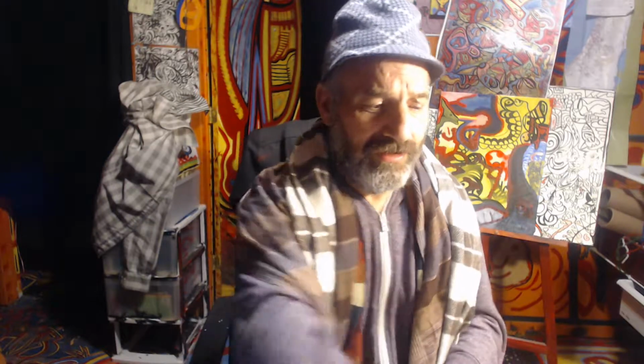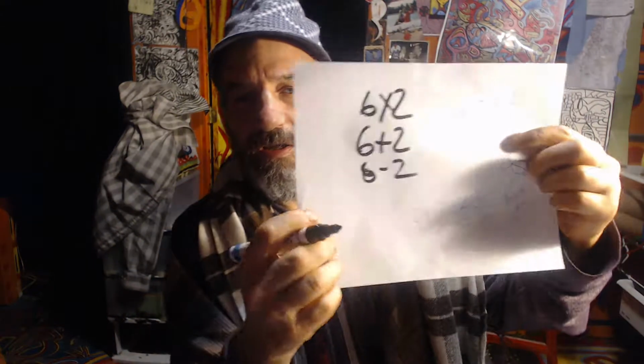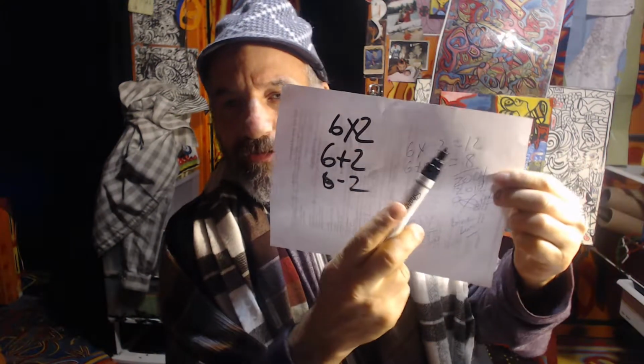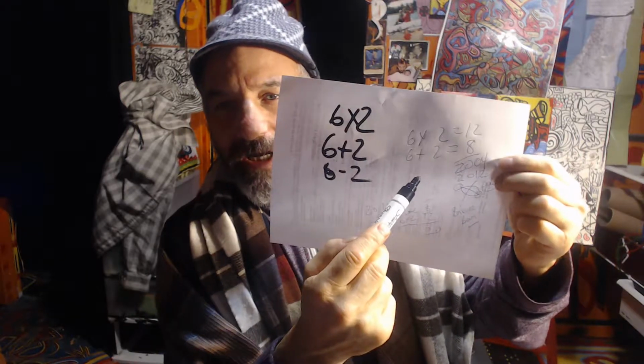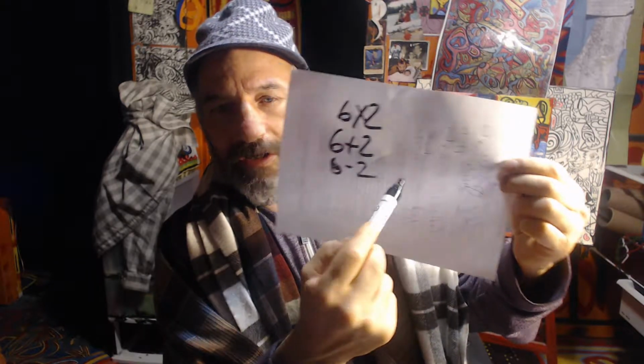Studio Fashion number 2, okay, which is this over here. 6 times 2 is 12. 6 plus 2 is 8. 6 minus 2 is 4.